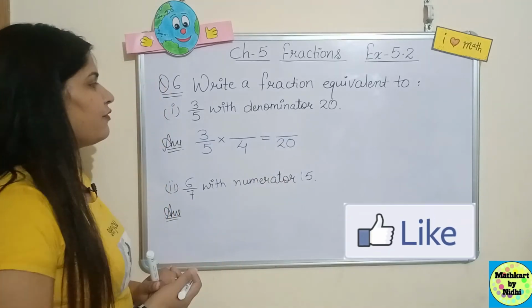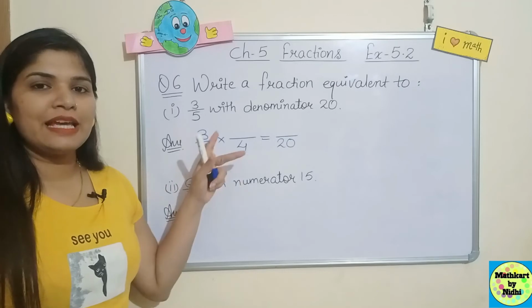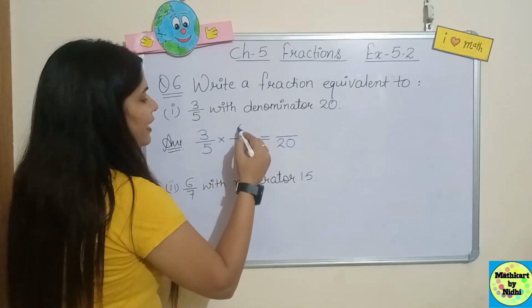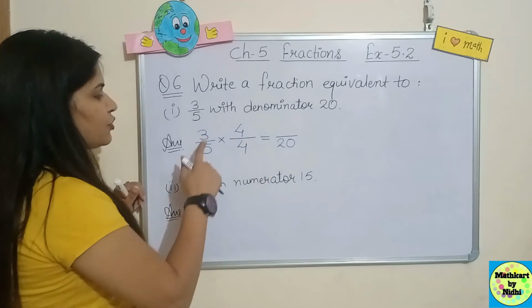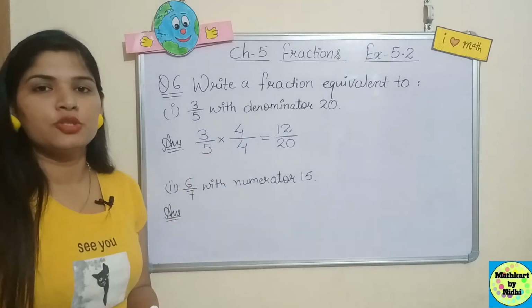As we know, children, for making the equivalent fraction, we need to multiply the same number with the denominator and numerator. We have multiplied by 4 here, so we'll be multiplying 4 with the numerator as well. So 3 4s are 12. So now the required answer is 12 upon 20.